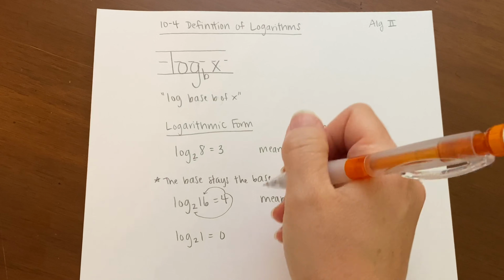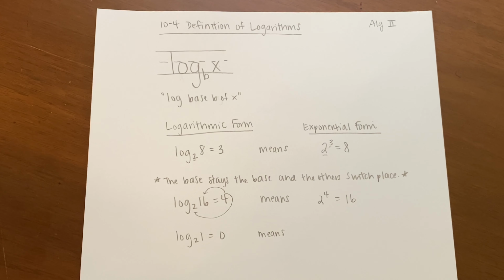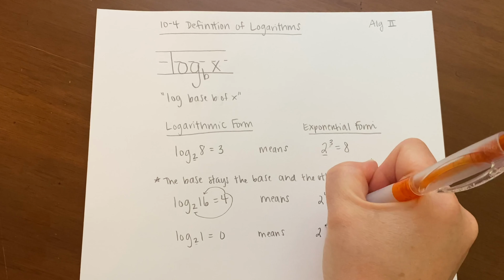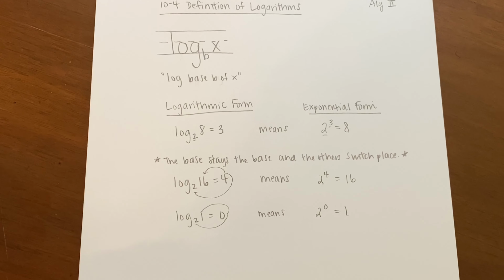Log base 2 of 1 equals 0. Our base is still 2. Now, all logs are not base 2. All of these examples for right now are base 2, but you can have a base of any positive number except 1, and we'll talk about why in a minute, but we're just using 2 for this particular set of examples. So if the base stays the base, then the base is 2. The others switch place, so the 0 and the 1 swap, so the 0 goes here and the 1 goes here. Make sure that's a true statement. 2 to the 0 power equals 1. Yes. Or if you make your little cloud, you're going to whoop, whoop. So 2 to the 0 equals 1.